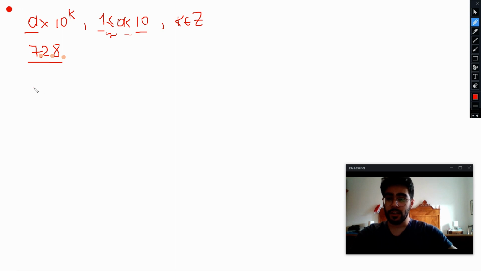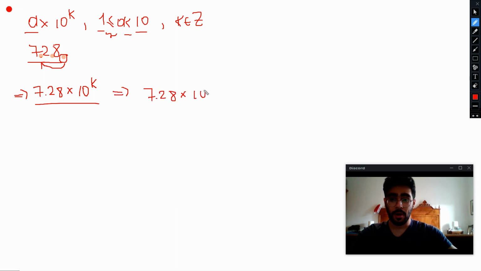So let's use it. So we choose 7.28 as a, so we write times 10 to the power of k. But what should be that k? Well, since we move the point from here to the left 2 times, which means we decrease the number, then in this one we have to increase the number so that the values match. Since we move the point 2 times to the left, we have to increase in this form basically, so the 10 to the power will be 2. So it should be 7.28 times 10 to the power 2.